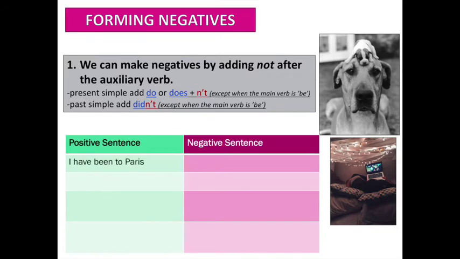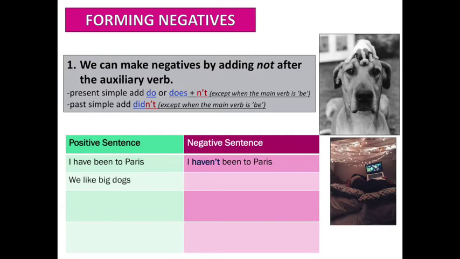Here is a positive sentence. I have been to Paris. So, to make this negative, we're just going to add the abbreviation of not to the auxiliary verb. Here, the auxiliary verb is have. So the negative sentence is "I haven't been to Paris."